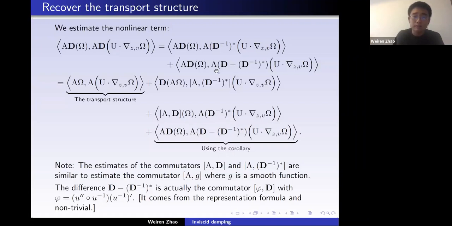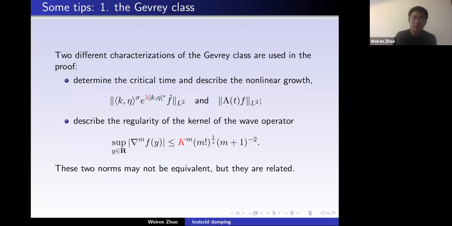Okay, so at last, I would like to mention some tips in the proof. The first one is we use two different characterizations of the Gevrey class. The first one is based on the Fourier frequency, so it's a multiplier. The second one is the Gevrey class on the physical side. So it just takes derivatives. You calculate every derivative and make sure that the derivative has some bound.